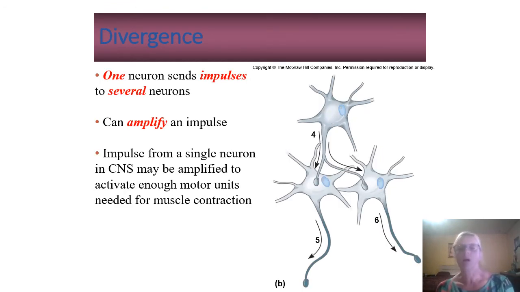Divergence is just the opposite, except in both cases we are making the most of what we have and working together here, okay? So here we've got one neuron sending an impulse to several neurons at the same time, which can increase an impulse. That can be from a single neuron in the central nervous system. That could be amplified to recruit several motor units needed in order for a muscle contraction to occur. So it wants to recruit all of those motor units at one time.